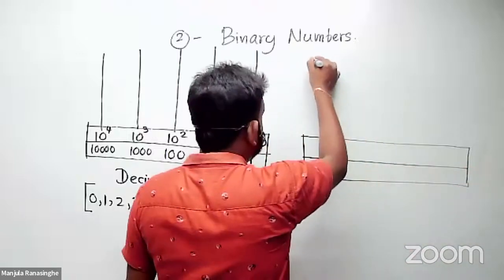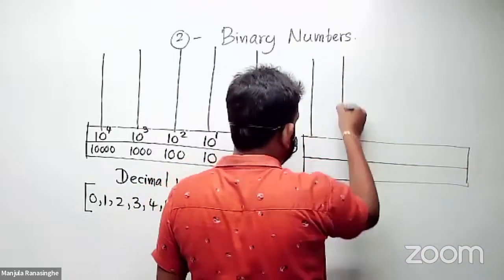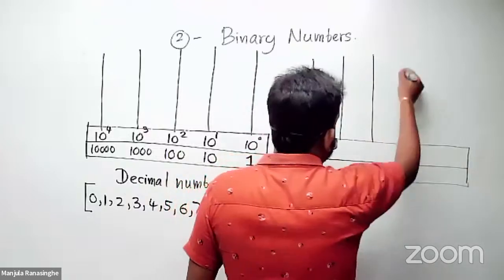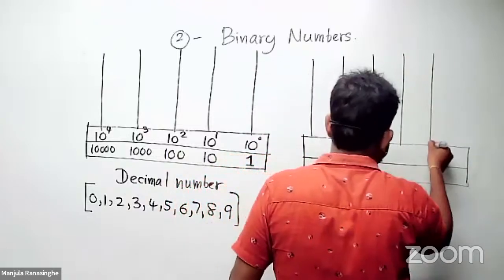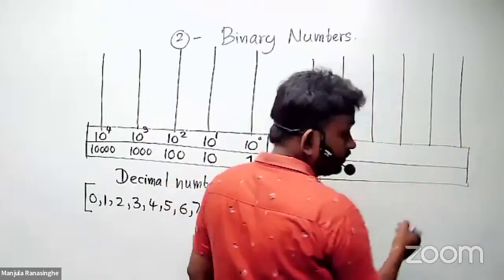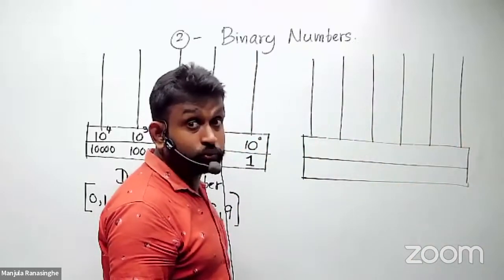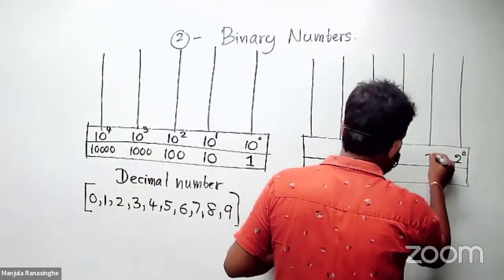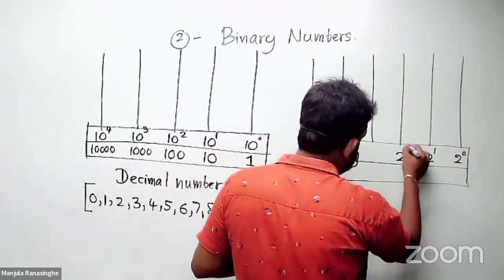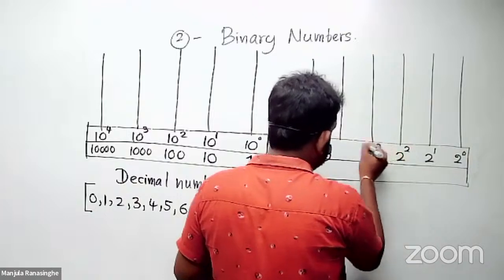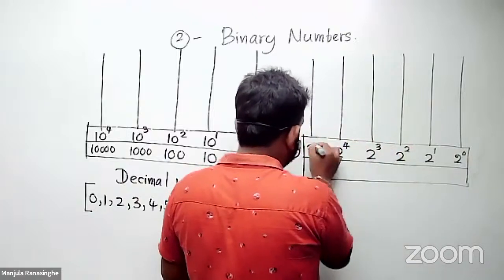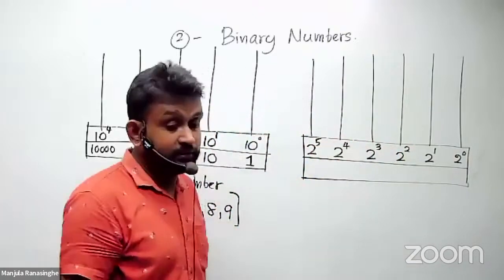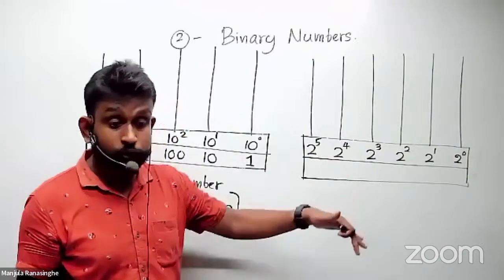So here we can draw the axis, right? See carefully. Now it deals with powers of 2, right? Here 2 to the power 0, 2 to the power 1, 2 to the power 2, 2 to the power 3, 2 to the power 4, 2 to the power 5. Right. So now what are the values of these powers of 2?